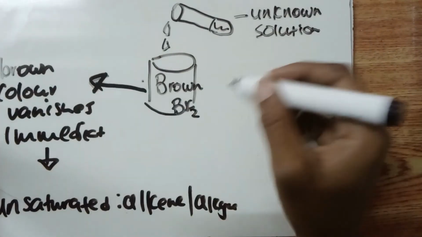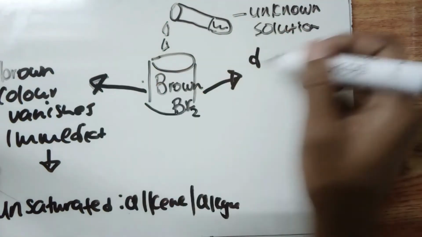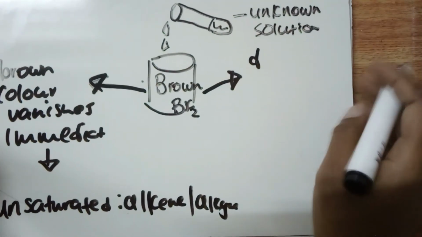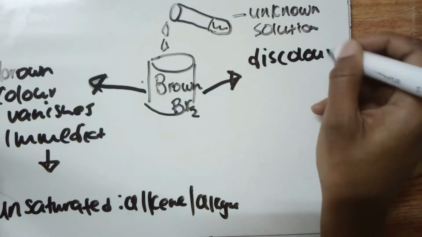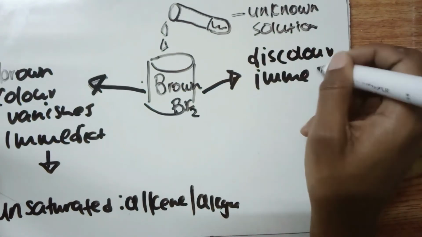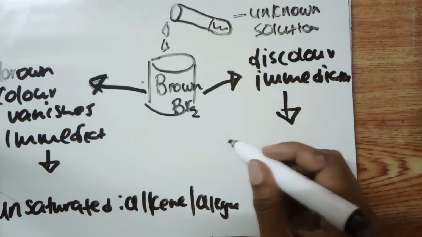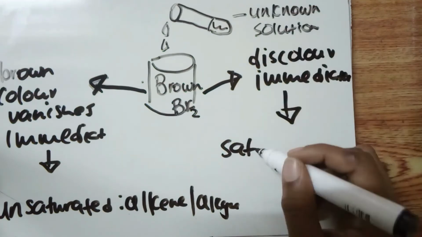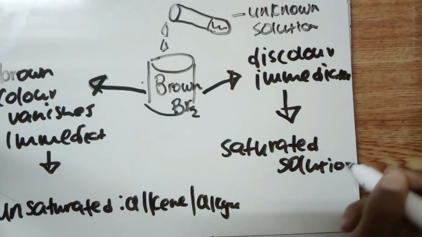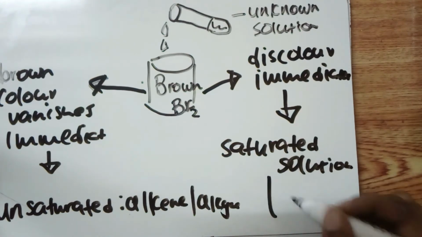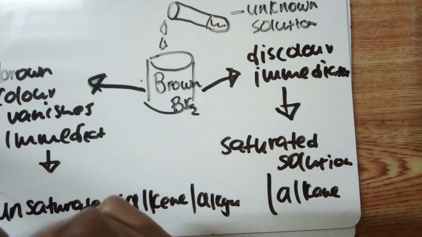But if the opposite occurs and the brown color does not disappear immediately, it does not discolor immediately, you're going to know that this unknown solution was actually a saturated solution. And we know that it can only be an alkane. So this is something that is important for you to know.